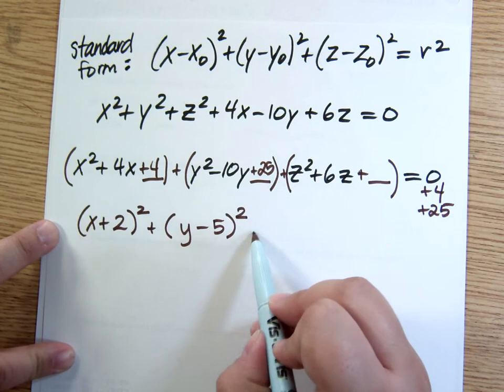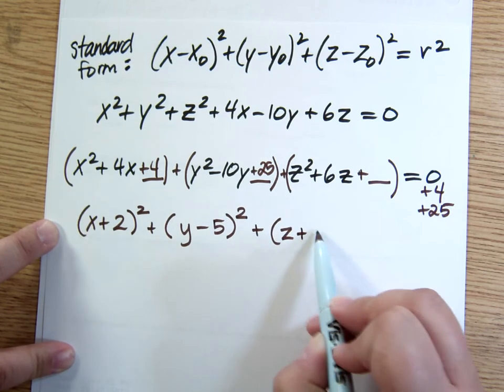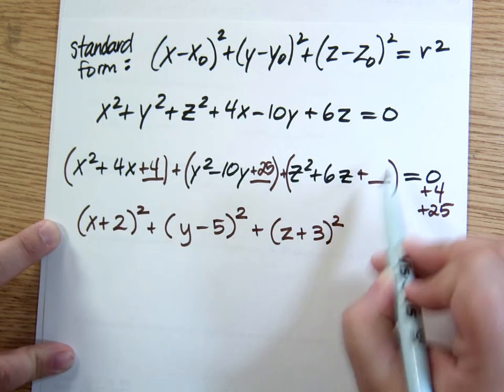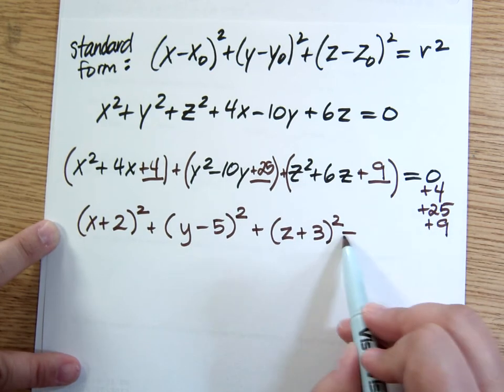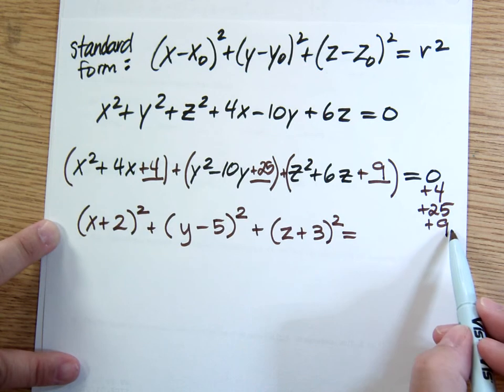Half of positive 6 is 3, positive 3. When you square positive 3, you get 9. So I'm going to add 9 over here. When I add all these things together, 4 plus 9 plus 20.